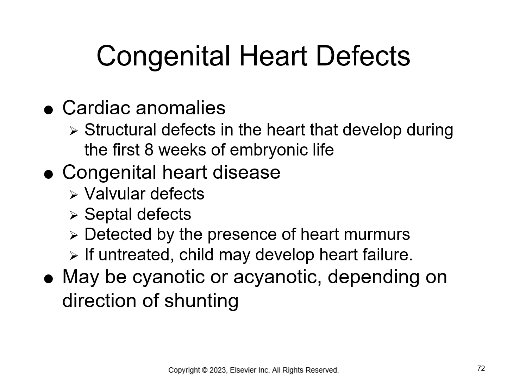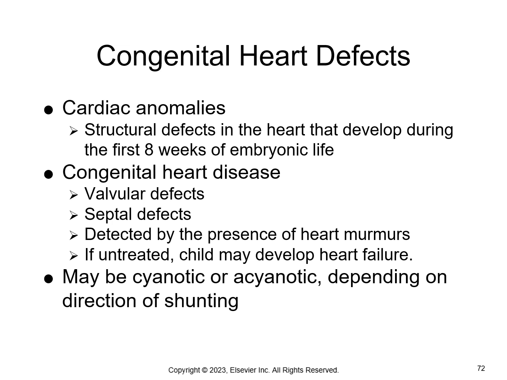Congenital heart disease can include valve defects that interfere with normal flow of blood, septal defects that allow mixing of oxygenated and unoxygenated blood, shunts or abnormalities in the position or shape of the large vessels like the aorta and pulmonary artery, or a combination of these factors. Most defects are detected by the presence of heart murmurs. All significant defects will result in a decreased oxygen supply to the tissue unless adequate compensation is available. If untreated, the child may develop heart failure.